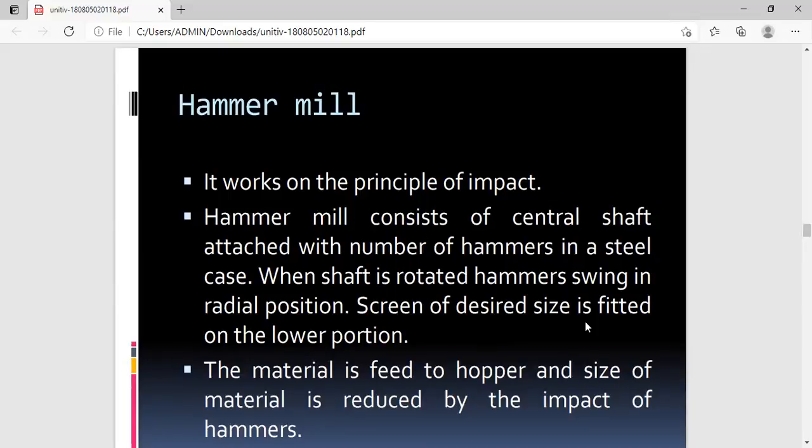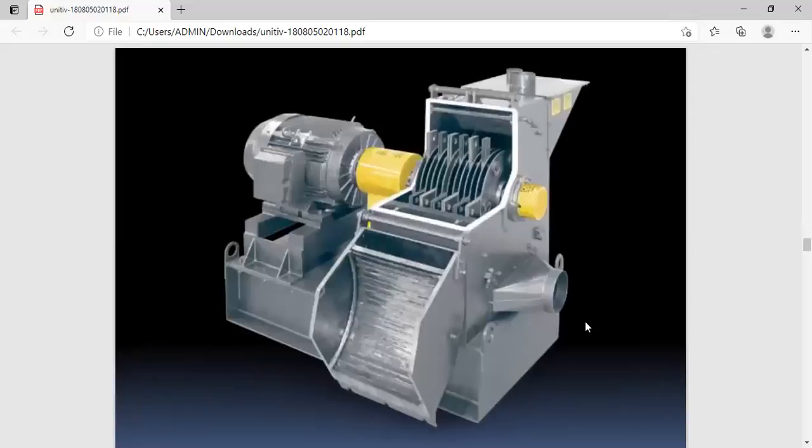Hammer mill. It works on the principle of impactor. The hammer mill consists of central shaft attached to a number of hammers in a steel case. When the shaft is rotated, hammers swing in radial position. The screen of the desired size is fitted at the lowest portion. The material is fed to hopper. The size of material is reduced by impact of hammers.